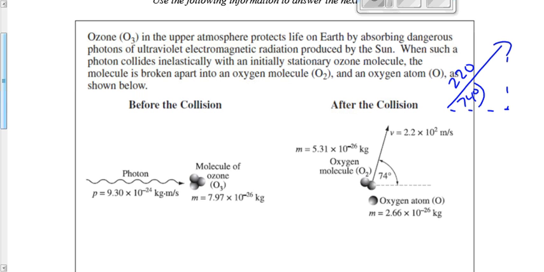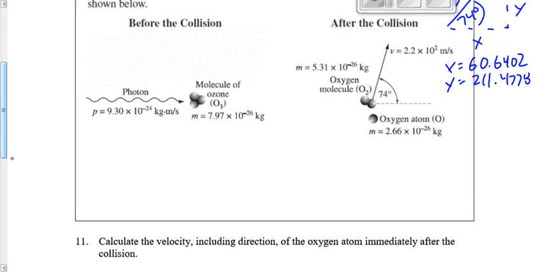I can find the x and I can find the y by using some trigonometry, cosine and sine. And when I do that, I'm not going to show all that work here because I think you can do that. I end up getting 60.6402 for x, and I end up getting 211.4778 for the y component. Now I break it into my x's and y's. Now that I've dealt with that funny angle that I don't like, I do my x's and y's.